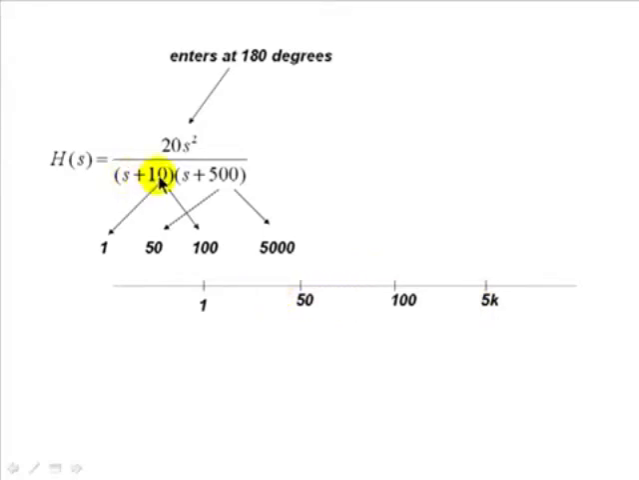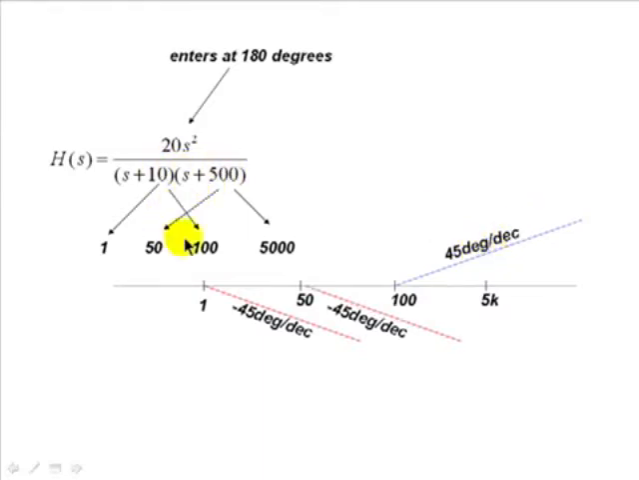This is a pole. That means that the first one is going to be descending at a rate of negative 45 degrees per decade. And at 100, we have the cancellation of that slope, positive 45 degrees per decade. And for the 500, the first slope is going to be descending because that is a pole. Negative 45 degrees per decade because that is a simple pole. And the second one at 5000 radians per second will cancel that out. And then we draw our curve.